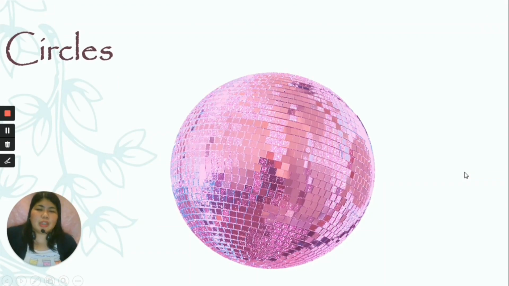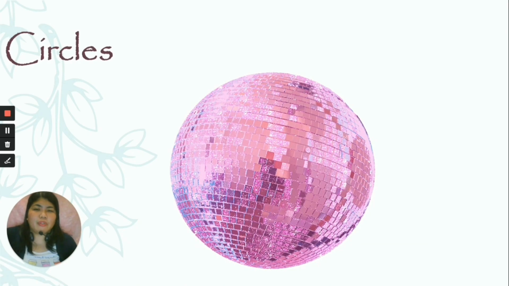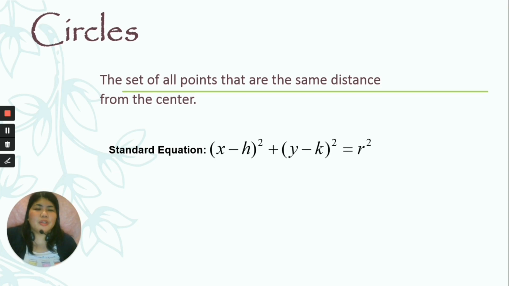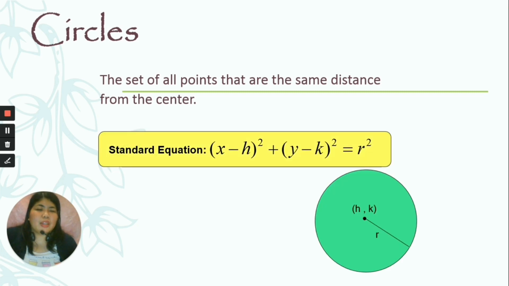So now we will discuss the conic section we are all familiar with, which is the circle. So what is a circle? A circle is a set of all points that are the same distance from the center. The standard equation that we're going to use is (x - h)^2 + (y - k)^2 = r^2. If we represent it with an illustration, this is the illustration of the circle. As we can see, (h, k) represents the coordinates of the center of the circle and r represents the radius of the circle.